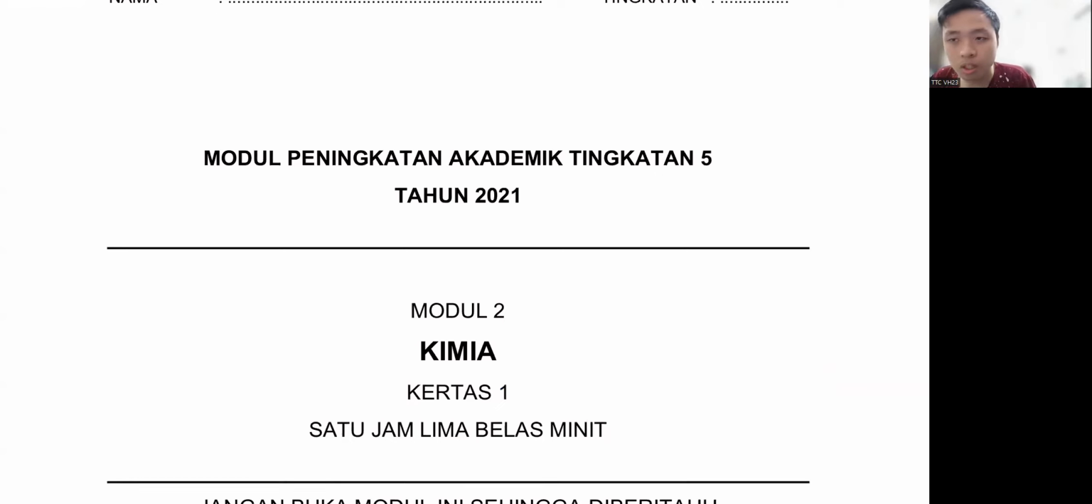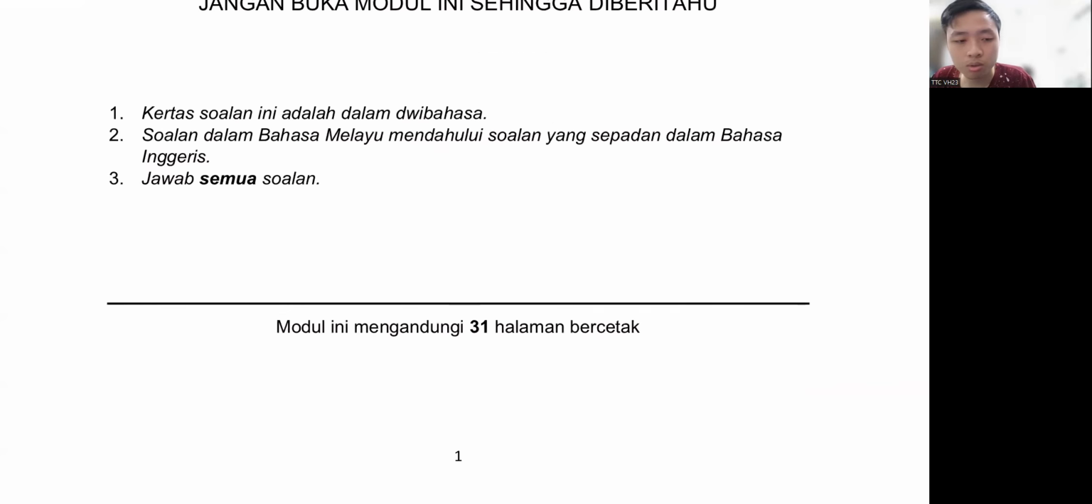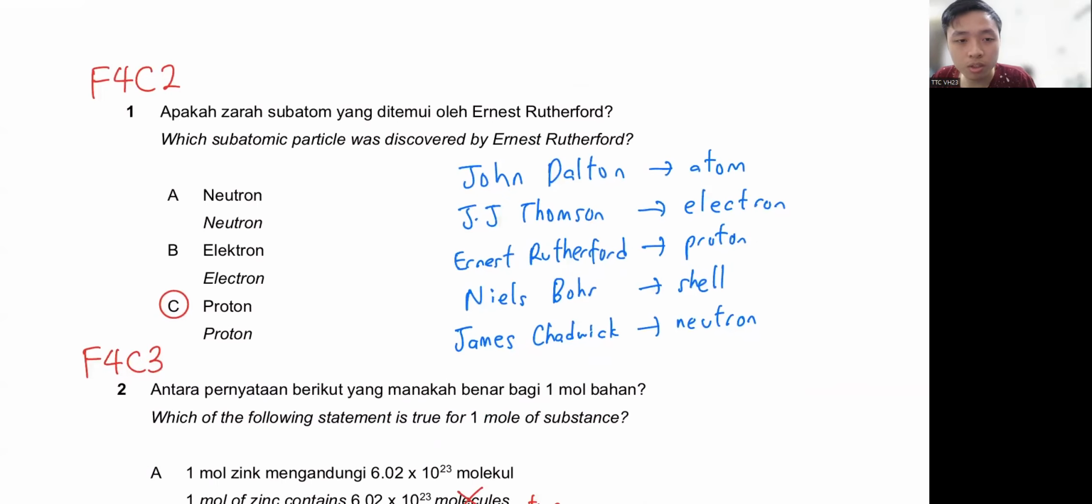Module 2, Set 2. Question 1 is C. John Dalton for atom, Thomson for electron, Rutherford for proton, Niels Bohr for shell, James Chadwick for neutron.